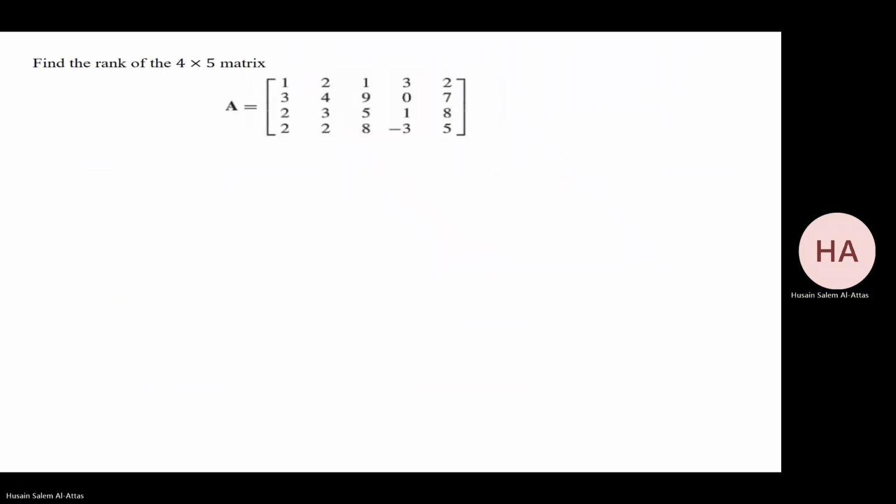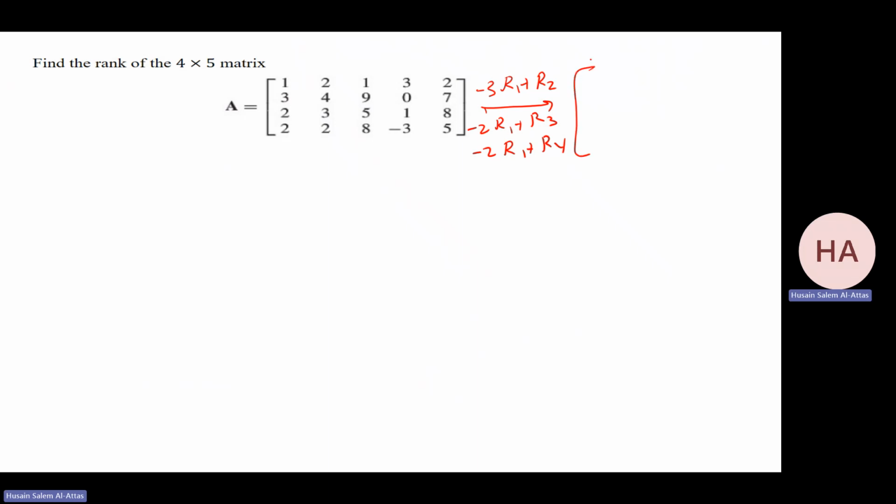Okay. Find the rank of this matrix. 1, 2, 1, 3, 2. Yeah, I need to do the calculation. The idea is very simple. You can do it with any matrix. Okay, let me do the calculation. Minus 3 R1 plus R2, minus 2 R1 plus R3, minus 2 R1 plus R4.